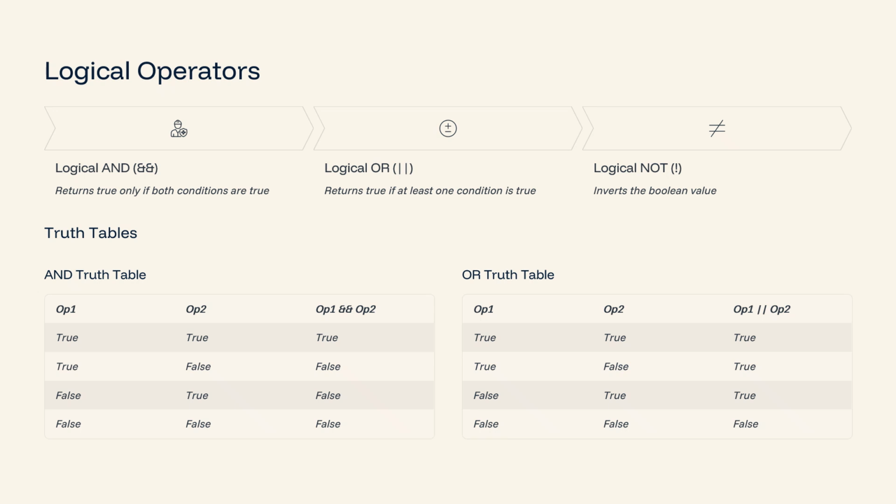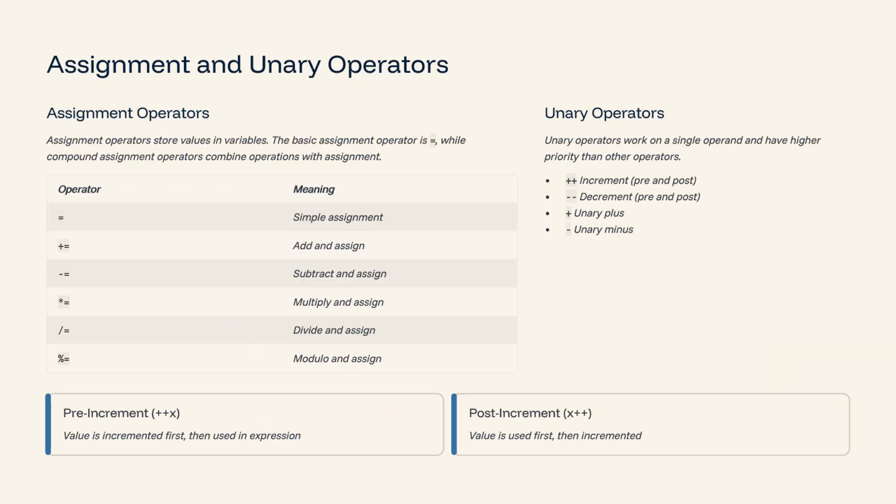So we will see the next operator, which is called the assignment operator. Now we will see assignment operators and unary operators. Assignment operators store values in variables. The basic assignment operator is equal to, while compound assignment operators combine operations with assignment. Mainly the assignment operators are used to assign values to variables. For example, a basic statement, x is equals to 10, stores 10 into x.